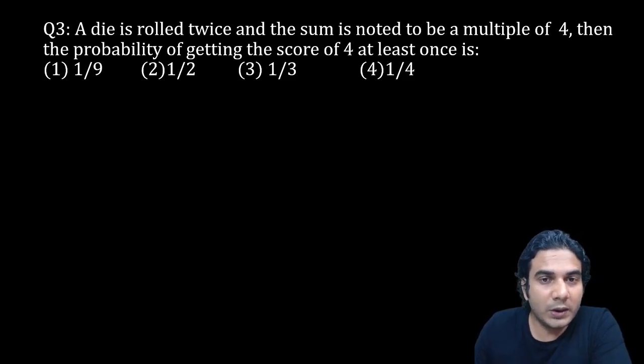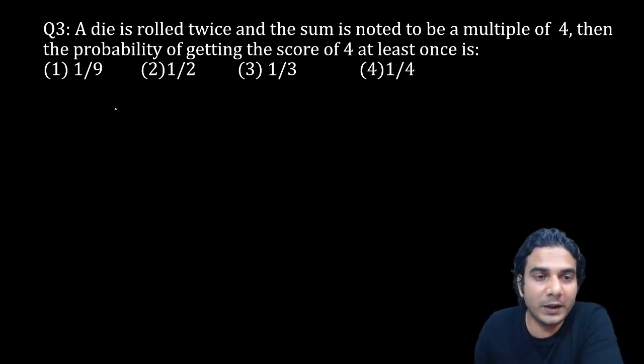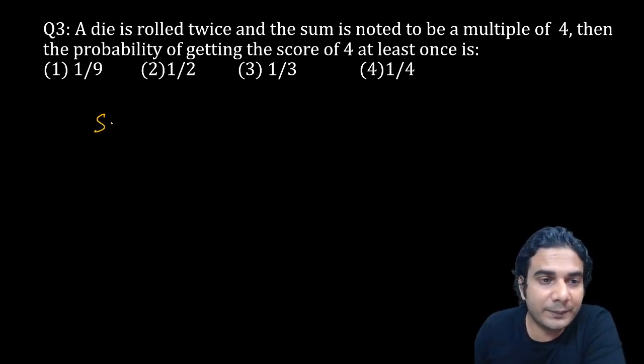A die is rolled twice and sum is noted to be a multiple of 4. Then probability of getting the score of 4 at least once. So it is given that sum is a multiple of 4, so it's a conditional probability. So let's write the sample space. Both problems of probability were actually based on conditional probability. In this we can write the sample space.